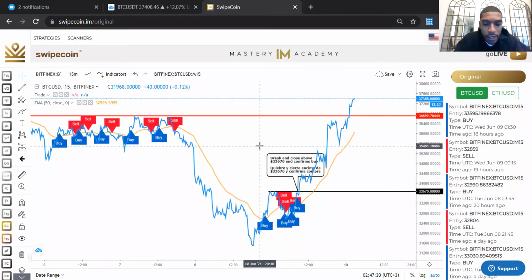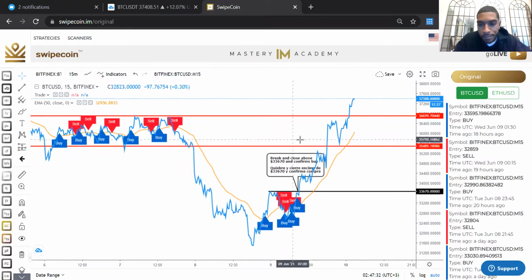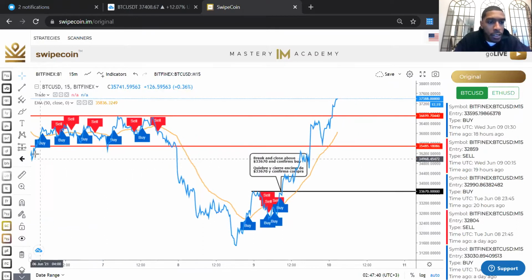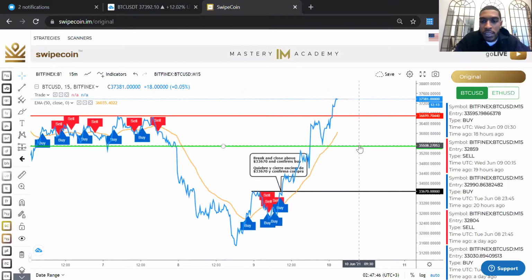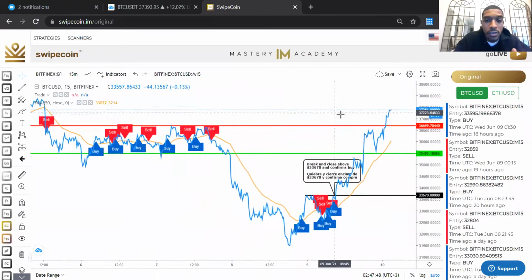So that's going to be areas like right here. You got it tapping here, you got it tapping here, you got a little fake out right here where it still respected it. We got all these little points where it's tapping this line. So this is going to be our support. I'm going to change that to green so you can tell the difference. The green is the support and the red is going to be the resistance.